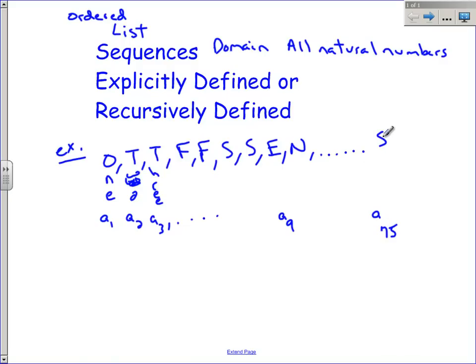And so just from that information you could tell me what that position was. What's A sub 75? What is A sub 192? Well, that would be an O because you spell out 192. That's an example of an explicitly defined sequence. You can find any part just by knowing the number or the position in the sequence.